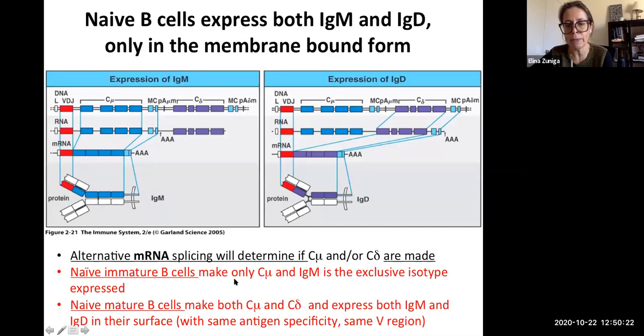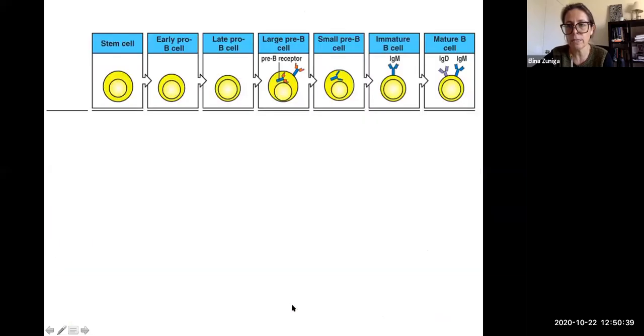I just brought up this slide in which we learned that naive immature B cells make only C-mu, and immunoglobulin M is the exclusive isotype that is expressed. The naive mature B cells can now express mu and delta. And so this is depicted here.